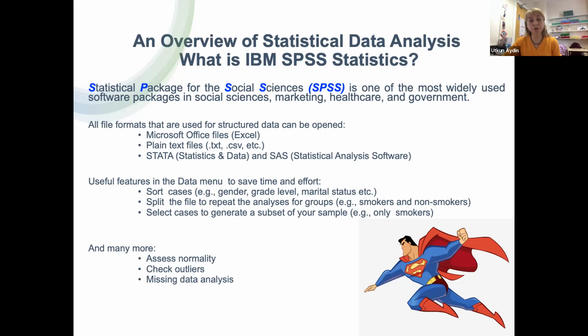There are useful features in the data menu to save time and effort. You can sort cases with respect to gender, grade level, marital status, so on and so forth. Or you can split the file to repeat the analysis for groups, for instance, smokers and non-smokers. Or you can select cases to generate a subset of your sample. You may wish to include only smokers to analyze. And there are many more. You can assess normality, check outliers, and conduct missing data analysis.